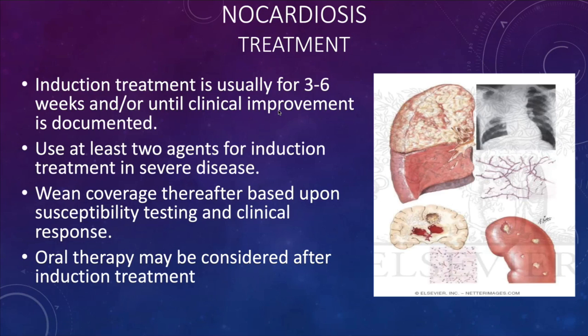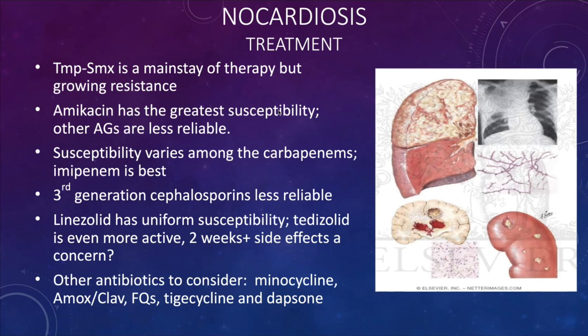And you want to base your weaning of coverage upon susceptibility testing and the clinical response. A lot of consolidation treatment can be oral, of course. As I said before, Bactrim is a mainstay of therapy, but there's growing resistance. Interestingly, the trimethoprim in Bactrim really doesn't do anything. It's the sulfonamides that have susceptibility; it's just that Bactrim is the most common sulfonamide that we have available.